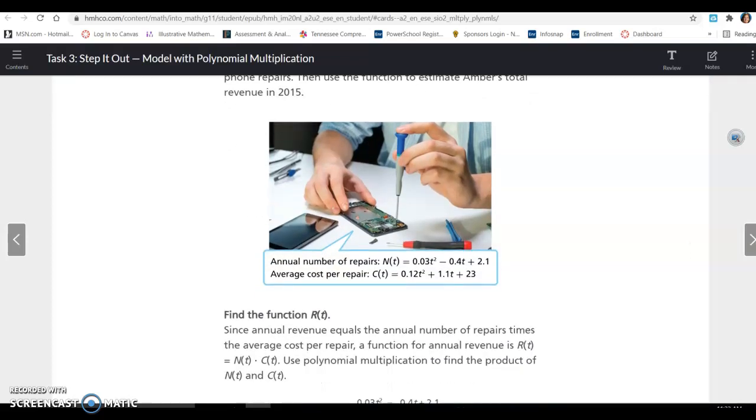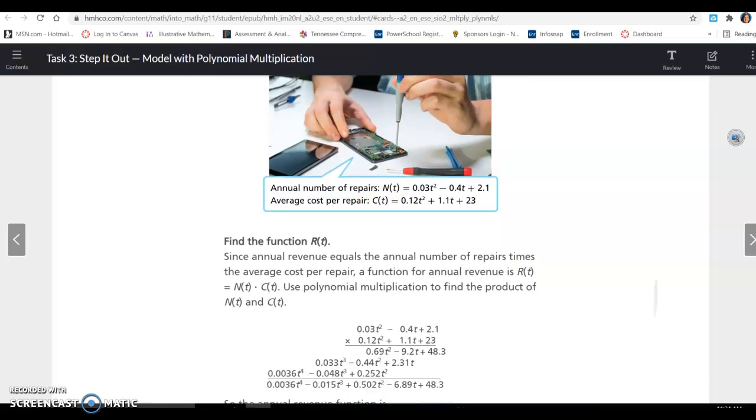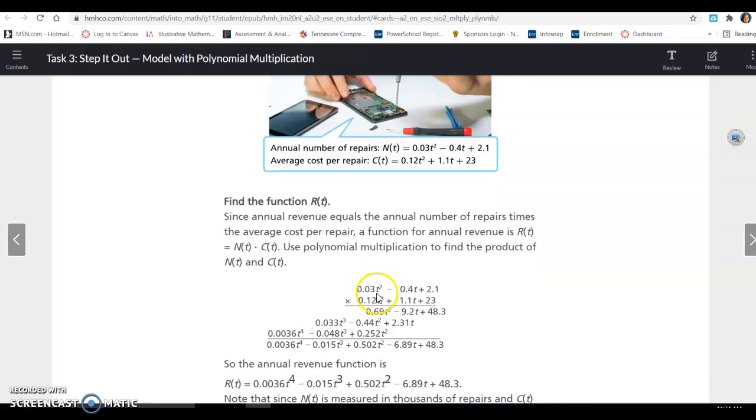All right, so annual number of repairs, n of t, is number of repairs, and annual cost per repair, c of t, is cost per repair. Find the function r of t, so revenue equals numbers times cost. And that's what it says here. R of t equals numbers times cost. Use the polynomial multiplication to find the product n of t and c of t.